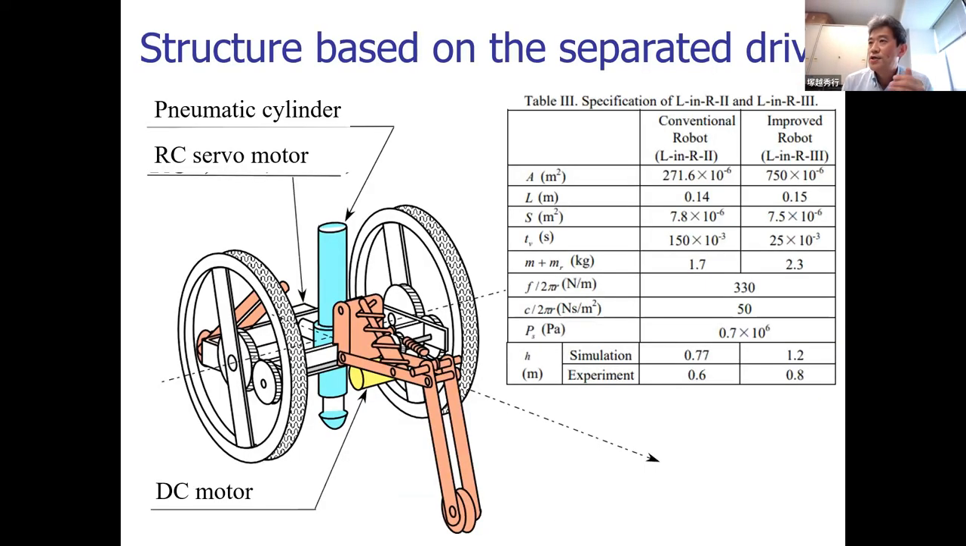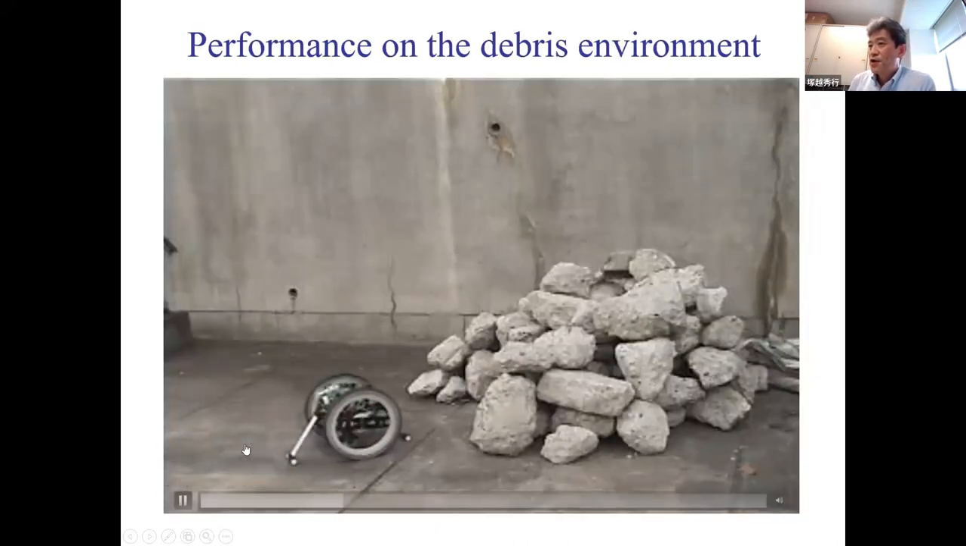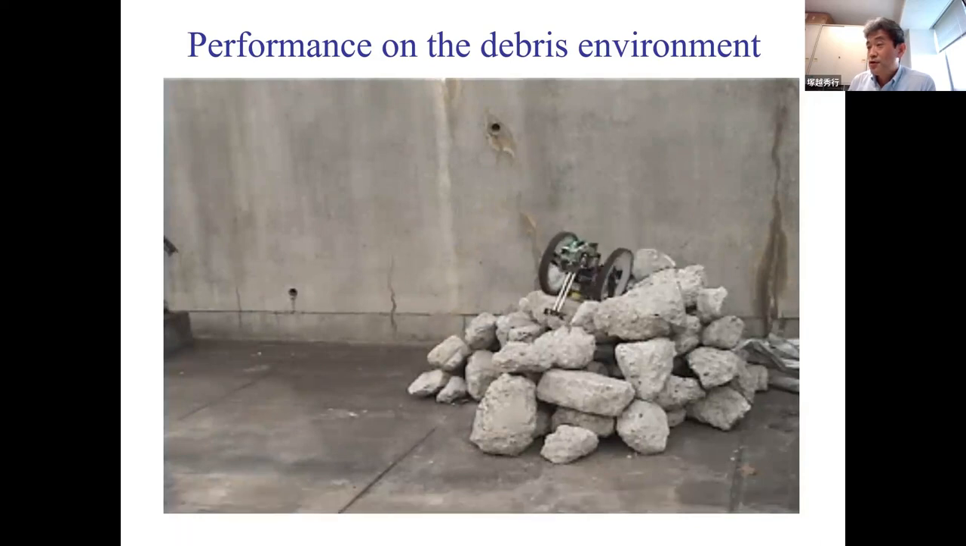And this one itself is composed of a pneumatic cylinder and an electric motor. And for jumping, this pneumatic cylinder could contribute. While it moves by the wheels, the cylinder can be kept perpendicular to the moving ground by using the two legs. After it jumped on the debris, it could also jump again.